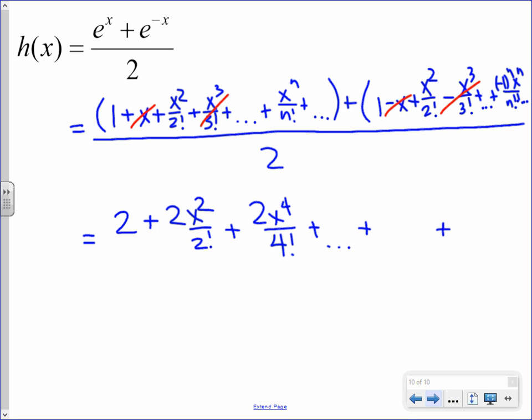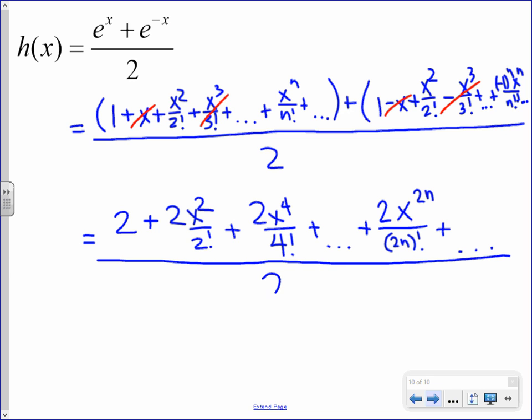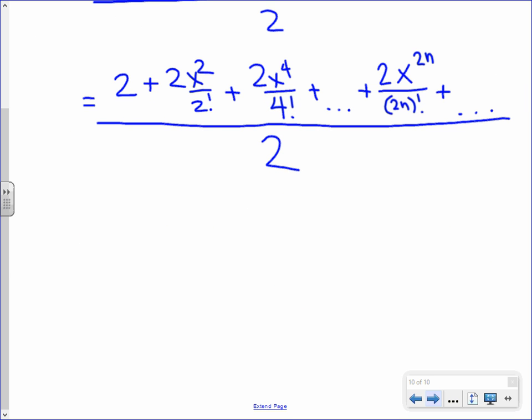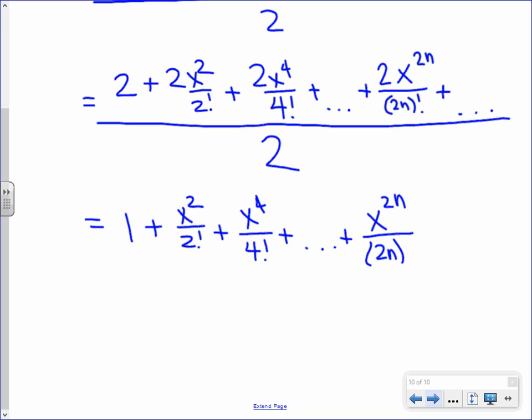Okay, so what do we have going on here for our general term? Our general term would be 2x to the 2n over 2n factorial. Okay, we're dividing by 2. So then all of those get divided by 2, right? 1 plus x squared over 2 factorial plus x to the 4th over 4 factorial. And it's as easy as dividing that general term as well.